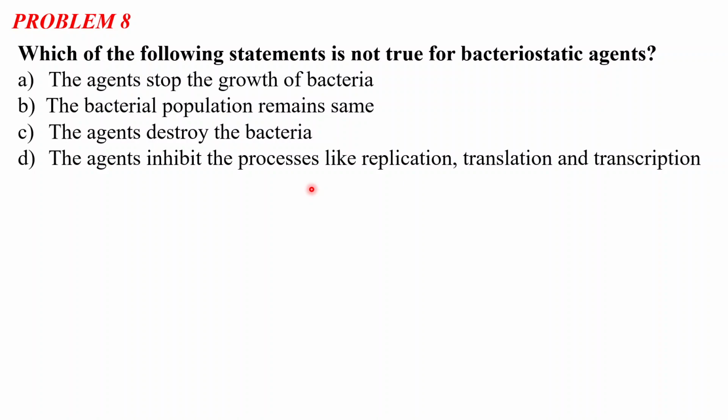So first read the options very carefully, take some time, and then let me know in the chat box. All of you try to answer the question. Let me know in the chat box which of the following statements you think is not true regarding the bacteriostatic agents. Your options are: A, the agents stop the growth of bacteria; B, the bacterial population remains the same; C, the agents destroy the bacteria; and D, the agents inhibit the processes like replication, translation and transcription.